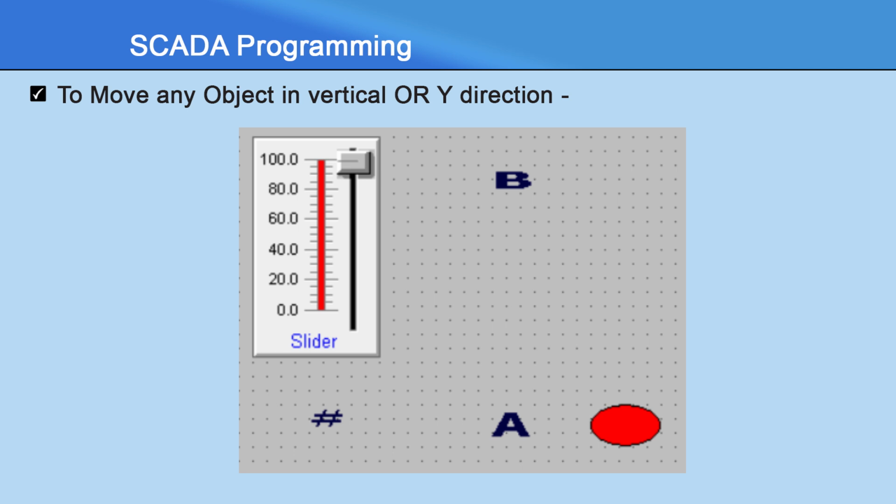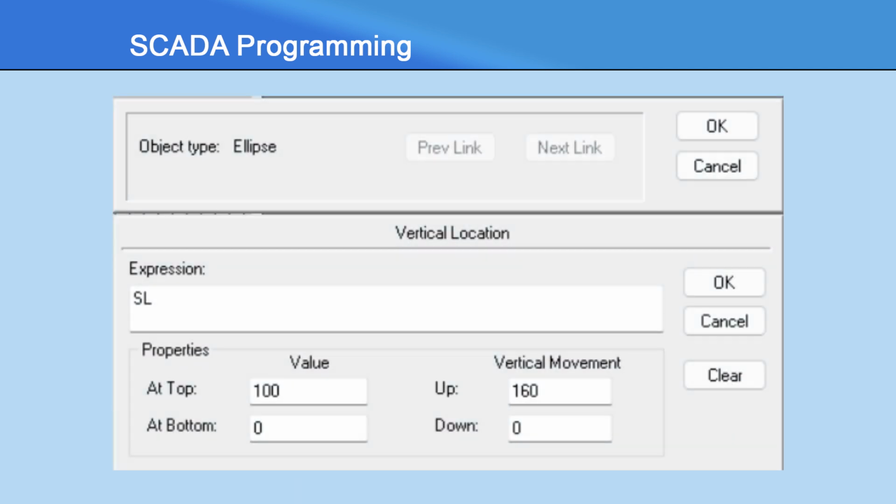Now when you click on the ball, we have to change the location from horizontal to vertical. As you have seen earlier, I had chosen horizontal. Now you have to select the vertical location. The slider value is 0 at the bottom and 100 at the top. Similarly, for 0, the down value of y will be 0, and as the slider moves up to 100, my ball should move up to 160, which is a change of 160 in the y coordinate. Okay, is it clear?